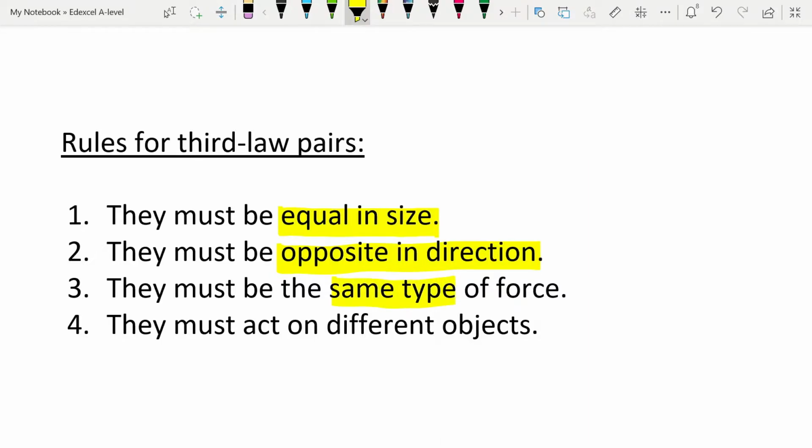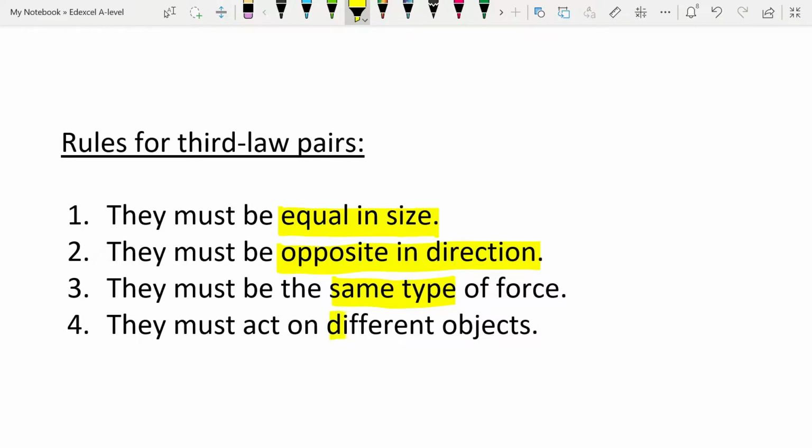They have to be the same type. So you could take the example of the Earth and the Moon. The Earth exerts a gravitational force on the Moon. The Moon exerts a gravitational force that is equal in size, but opposite in direction, on the Earth.